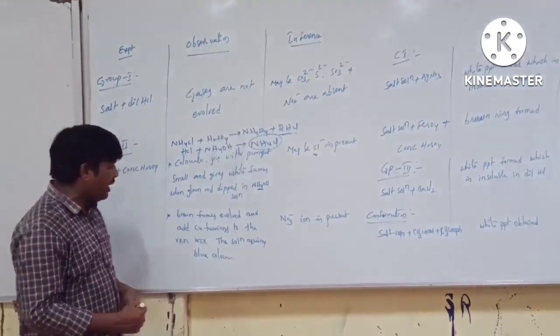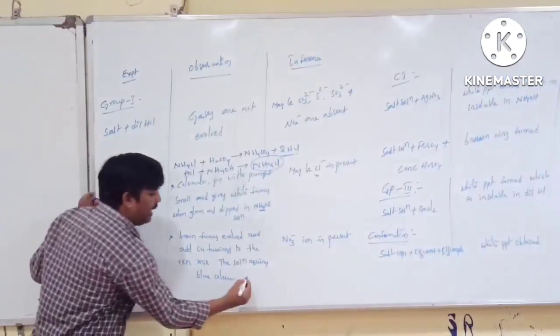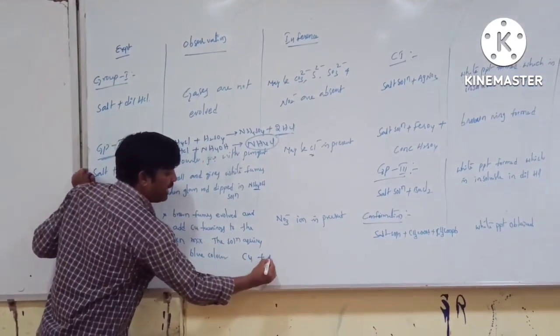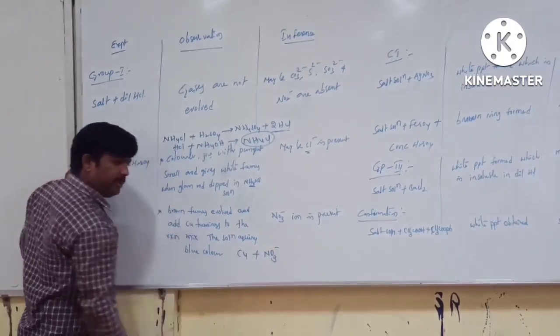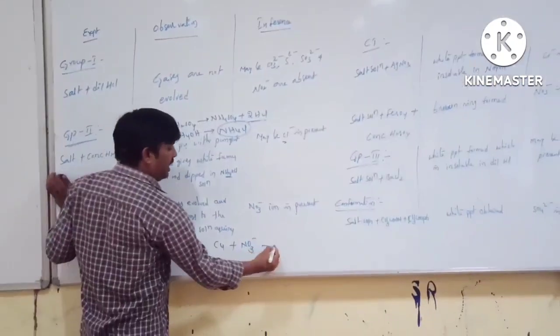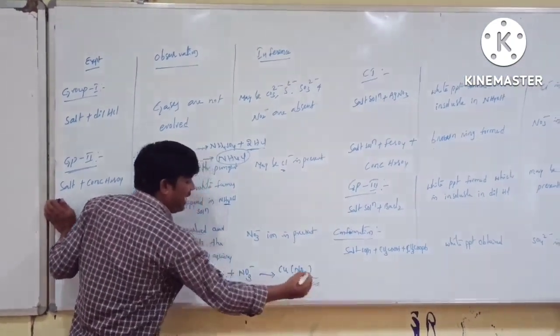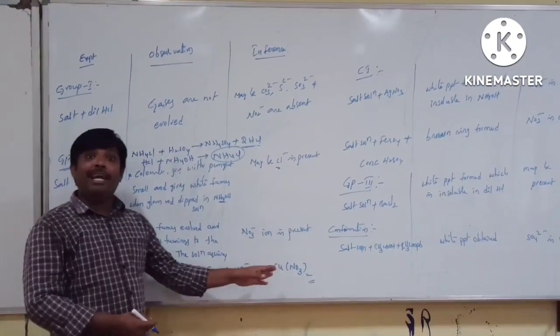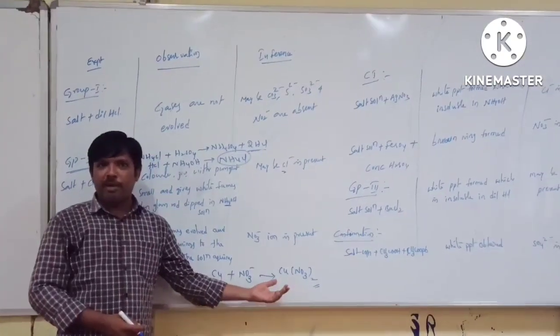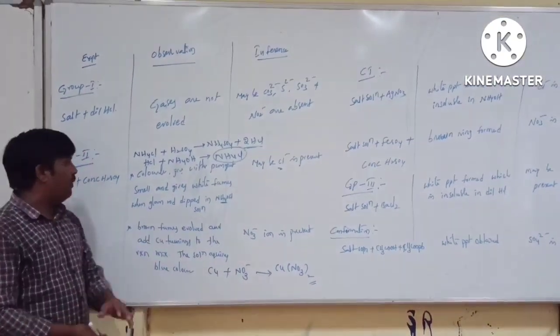Blue color ఎందుకు వస్తుంది సార్? Why blue color? When copper reacts with NO3 minus, nitrate, formation of Cu(NO3)2, copper nitrate takes place. The copper nitrate blue in color ఉంటుంది. Copper nitrate is blue in color. Okay, that is the viva question.